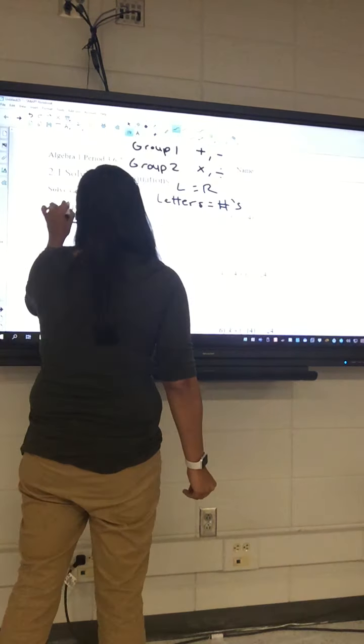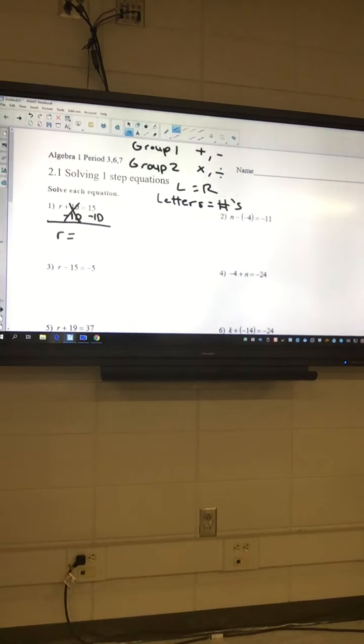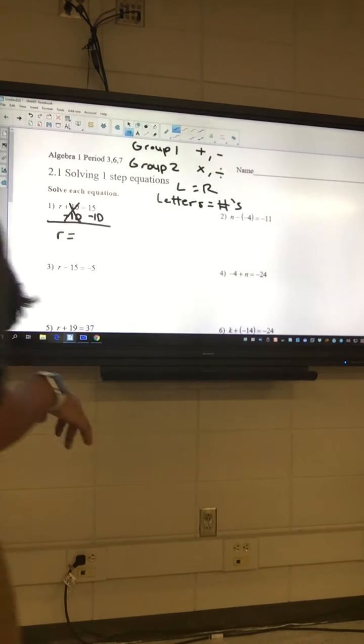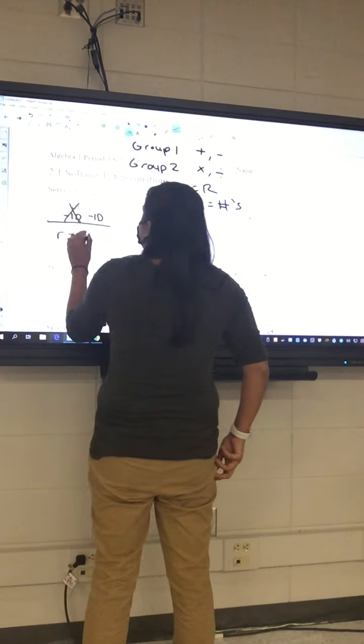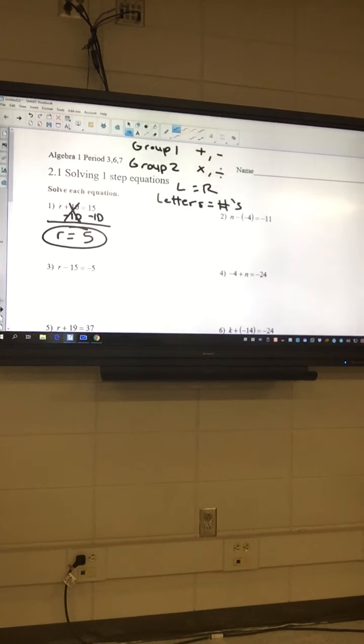And some of you guys won't need to write all these steps out, but some of you will. However, I would highly suggest you use a calculator today because some of you guys, addition and subtraction, it's just not good. So 15 minus 10 is going to be 5. R equals 5. Okay, 5 is not just your answer. It should say something equals this. Okay, R equals 5. Don't just write me 5 and circle it.